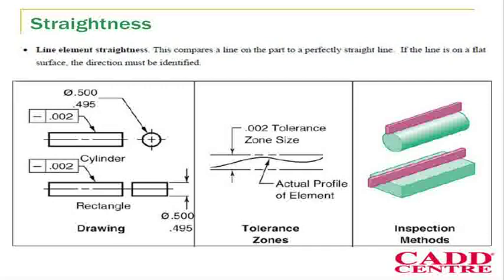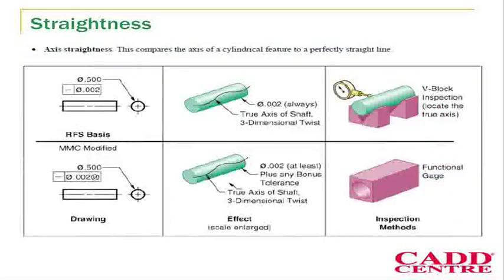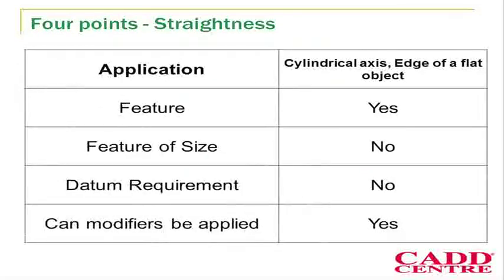The straightness condition can be inspected by the methods as shown in the picture. To conclude about the straightness condition, it can be applied for a cylindrical axis or to check the straightness of a flat object. The straightness symbol should be applied only on a feature. It cannot be applied for a feature of size. A straightness symbol does not require any datum condition, and modifiers can be applied to the straightness condition.